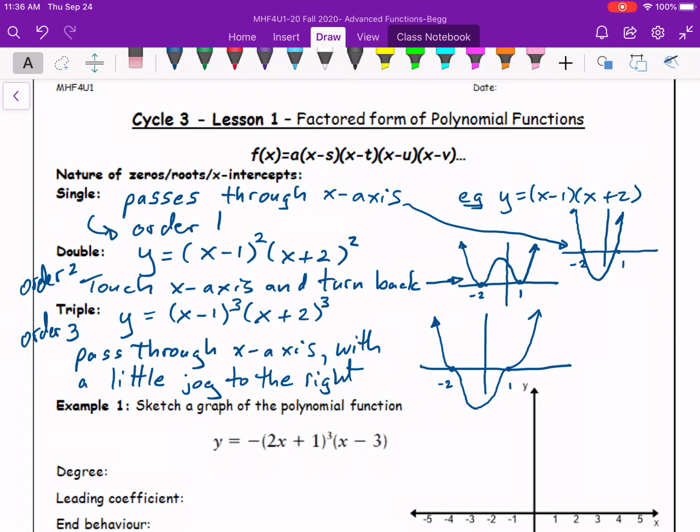So we're going to look in this cycle at polynomials and rational and exponential and logarithmic and trigonometric functions. But the focus of this cycle is going to be using algebra to solve problems with them. So, yes, we're starting with polynomials for this one. And we're going to start with looking at factored form of polynomials.